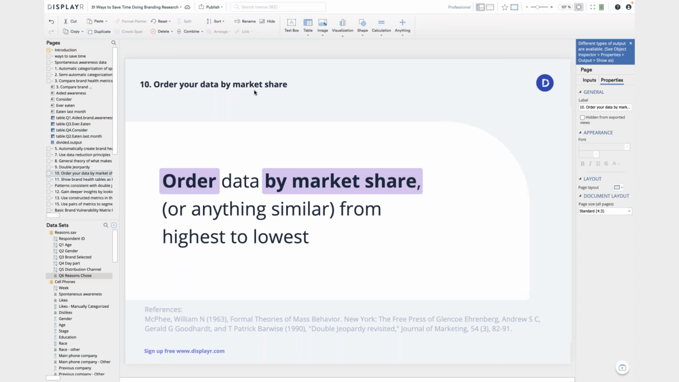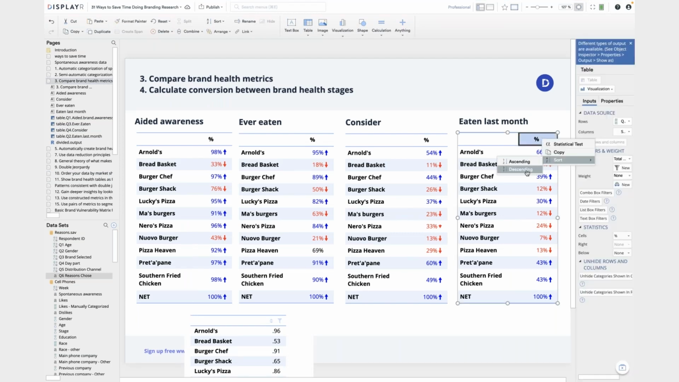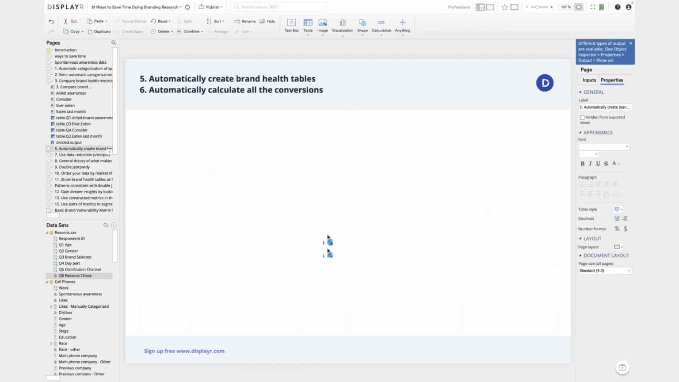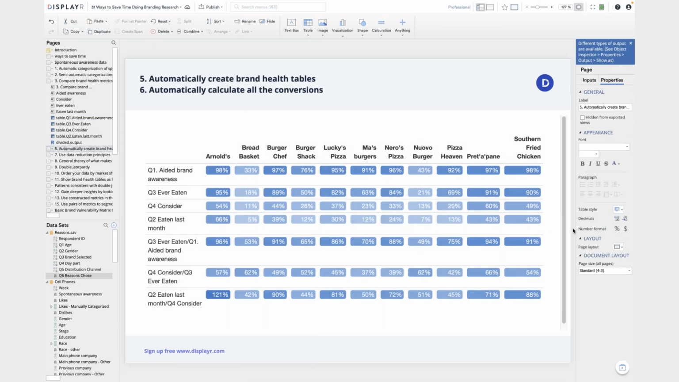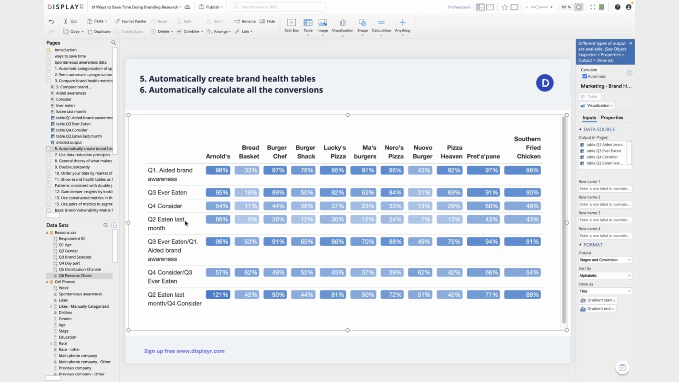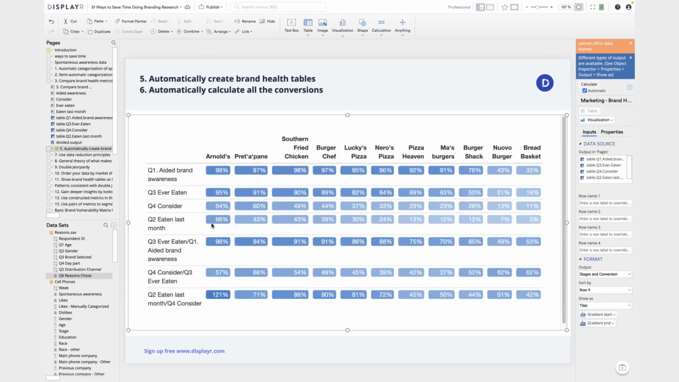Now that might sound a bit theoretical, so we'll do it in practice. We'll go back to the original table here. These are sorted alphabetically. I'm going to sort it now, descending by market share. We go back to our brand health tables that we created before, and I'll select it and go down here and sort by row 4, which is eaten last month, which is what I've used as my proxy for market share. So I'm going to sort by row 4. And you'll see here, I've now got this brand health table sorted from highest market share, or my proxy for market share, to lowest.